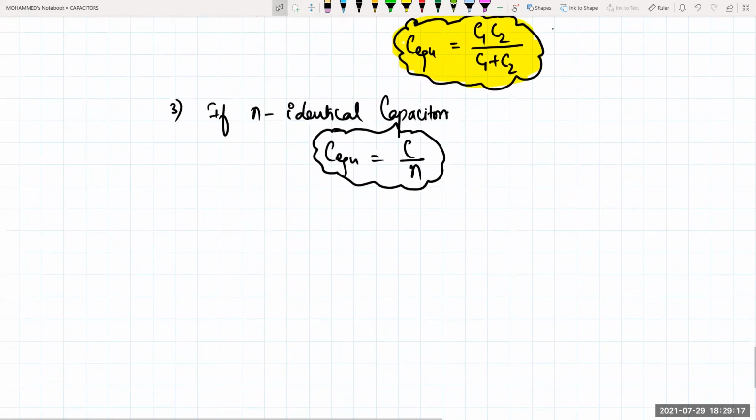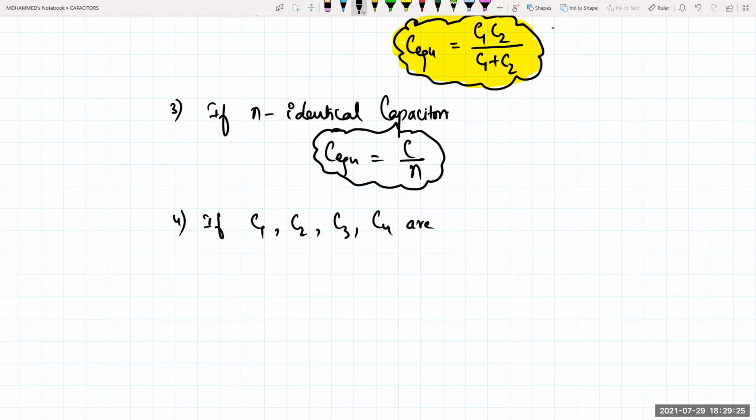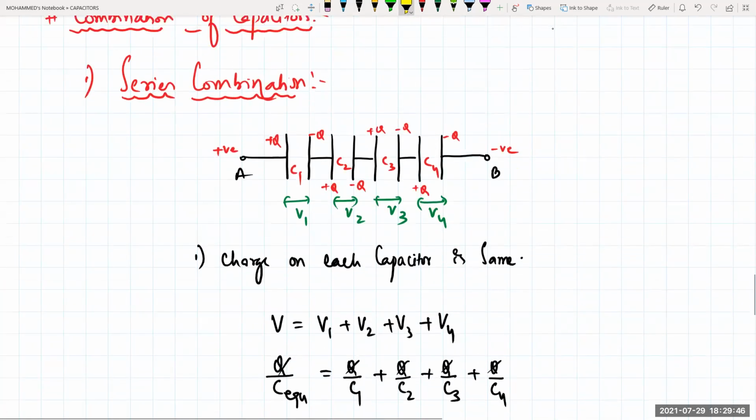Like in the above question, if C1, C2, C3, C4 are increased, then C equivalent also increases. And if they decrease, it also decreases. Is that clear? So that was about your series combination. These are the basic things you need to remember about capacitors connected in series combination.